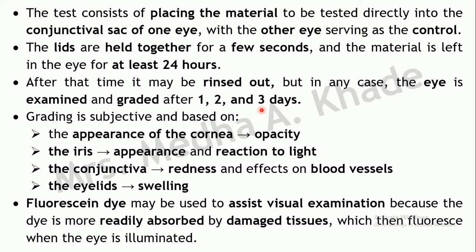Usually the grading is based on the appearance of the cornea, specifically with regard to opacity. Then the iris, that is, the appearance of the iris, whether it is normal or whether there are some abnormalities, and mainly the reaction to light. Because the light reflex is mainly controlled by the muscles in the iris, right? So the reaction towards light, when you focus the light, whether it is normal or not, you can check.